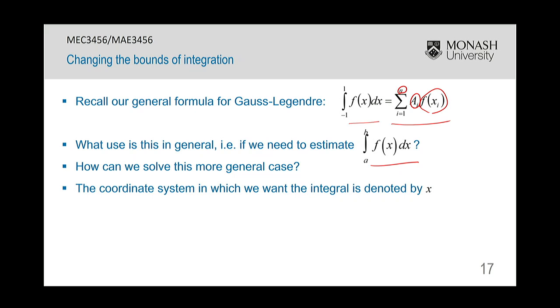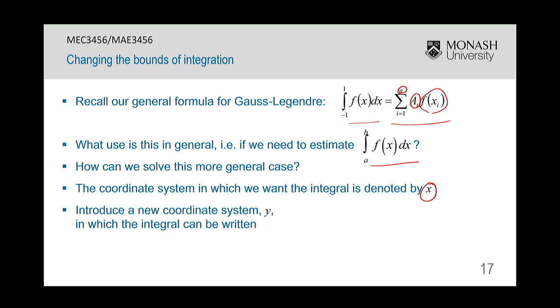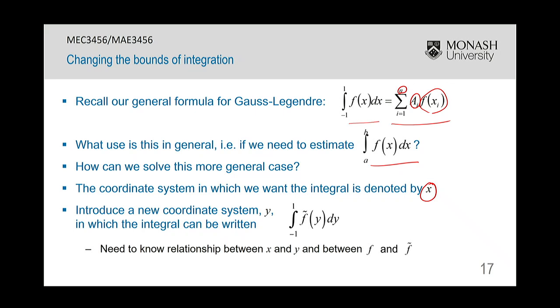So let's look carefully at what we've got here. We're trying to integrate in a coordinate system denoted by the symbol x. So x goes from a to b in our integral here. We're going to introduce a new coordinate system y, in which the integral can be written as the integral from -1 to 1 of f tilde of y dy.